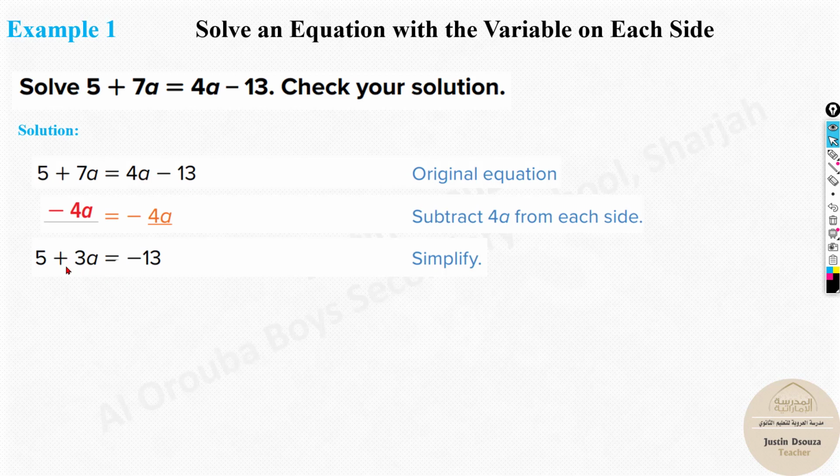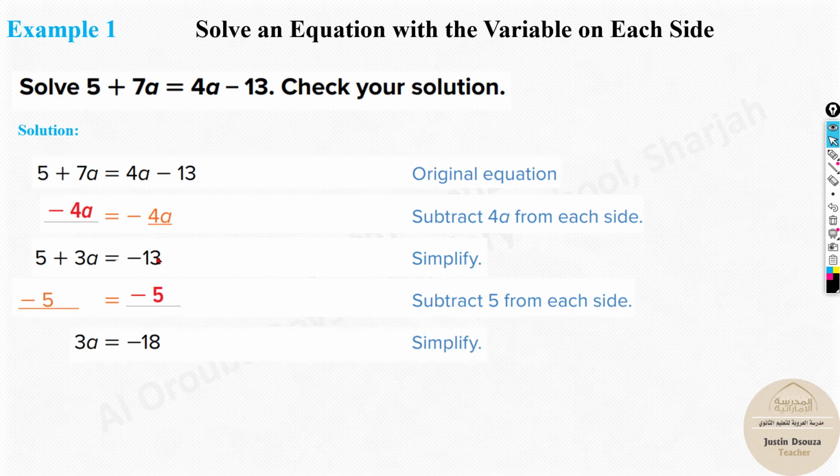Now you just want a, so you have to subtract 5 on both sides. That means taking this 5 to the other side, plus becomes minus. So it will be negative 13 minus 5, that is minus 18. And now divide both sides by 3. You're going to get minus 6 as the answer.